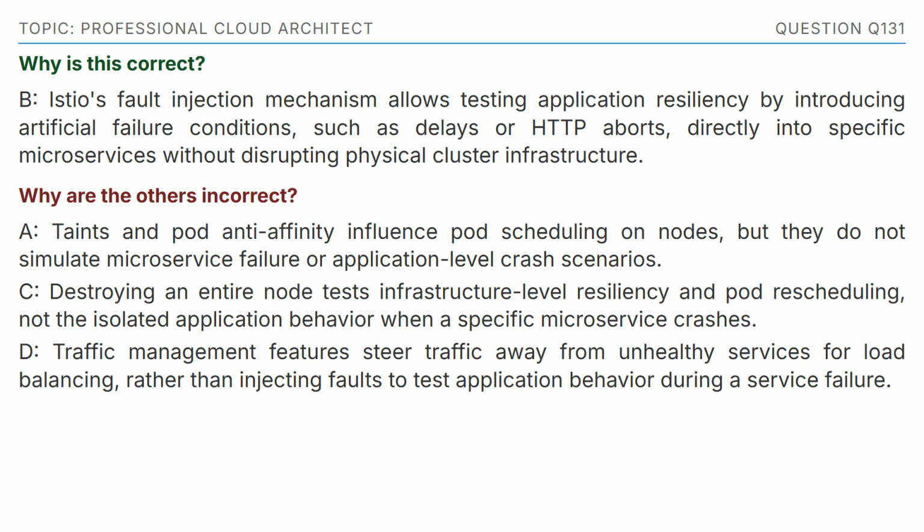Why are the others incorrect? A. Taints and pod anti-affinity influence pod scheduling on nodes, but they do not simulate microservice failure or application-level crash scenarios. C. Destroying an entire node tests infrastructure-level resiliency and pod rescheduling, not the isolated application behavior when a specific microservice crashes. D. Traffic management features steer traffic away from unhealthy services for load balancing, rather than injecting faults to test application behavior during a service failure.